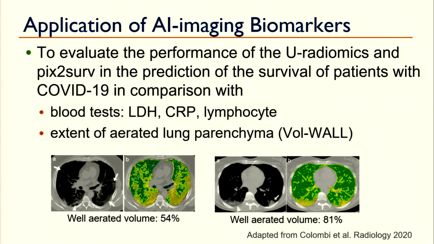We already showed that our two AI imaging biomarkers work very well on chest CT images for idiopathic pulmonary fibrosis. Therefore, we have also applied these biomarkers to the prediction of the survival of patients with COVID-19. In the following, we compare the performance of the AI imaging biomarkers with those of blood tests and the image-based biomarker of the extent of aerated lung parenchyma, or volume wall, shown below. The low values of the volume wall are associated with a poor prognosis.